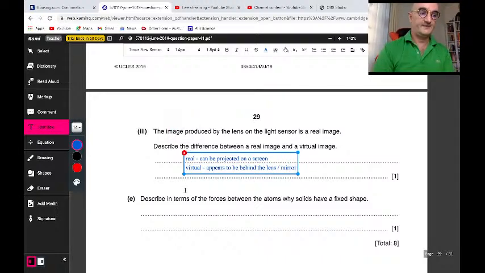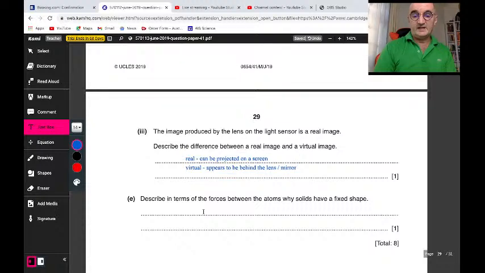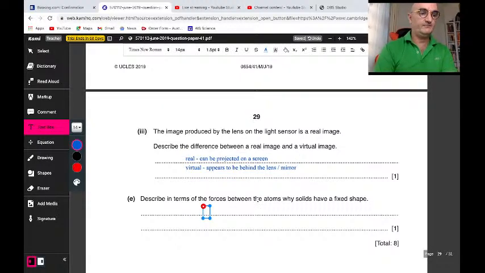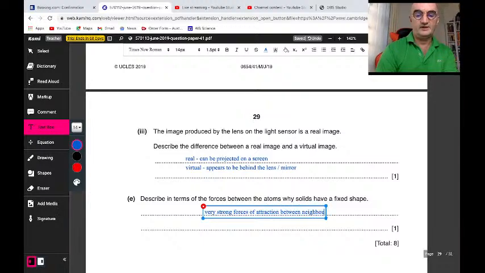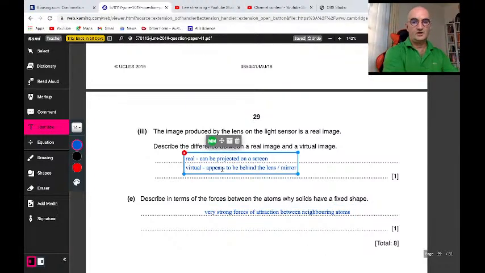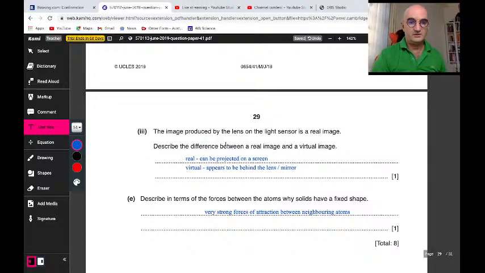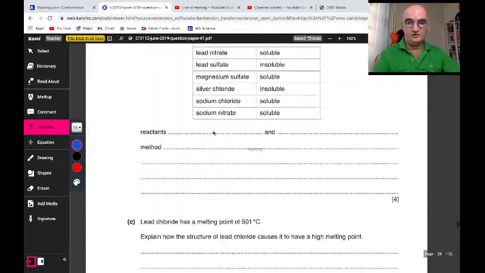Okay. Describe in terms of forces between the atoms, why solids have a fixed shape. This is because they have very strong forces of attraction between neighboring atoms. Beautiful.